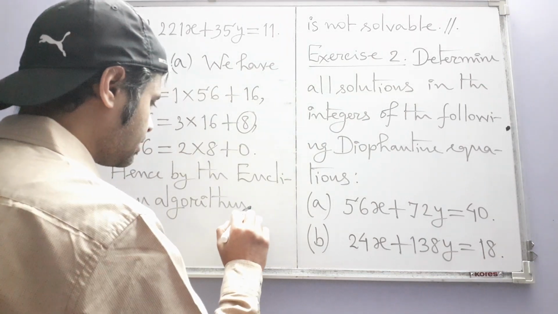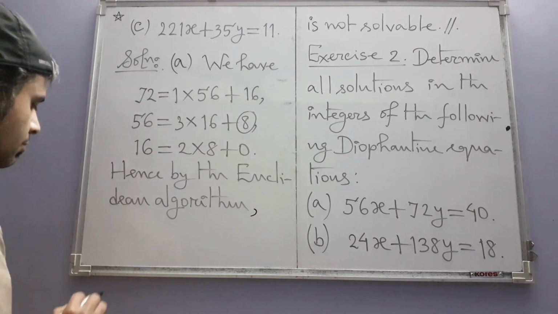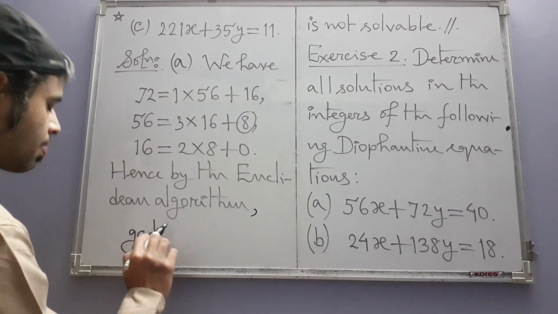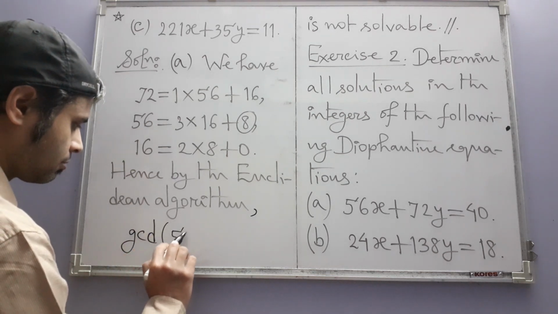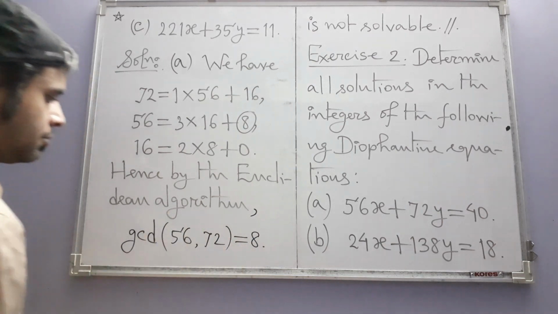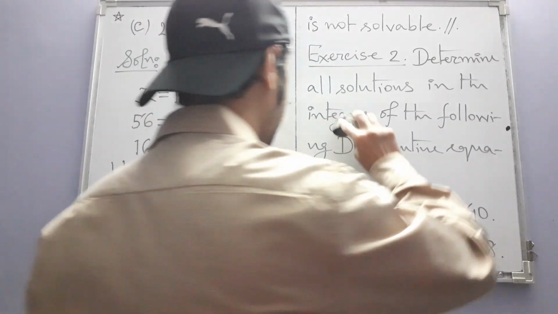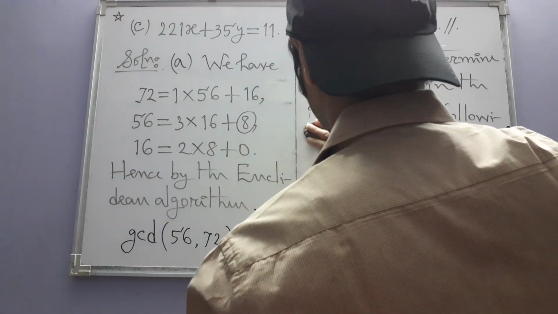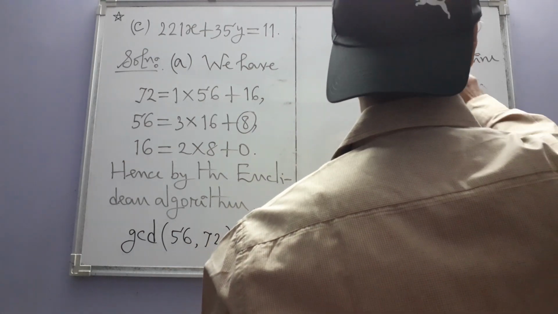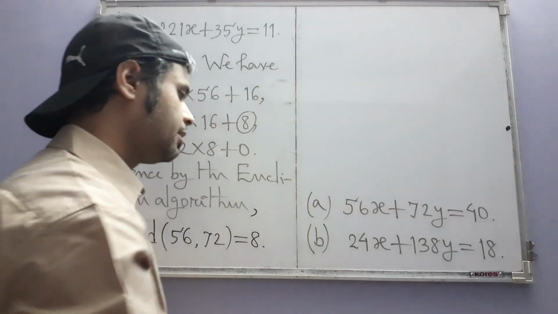Hence by the Euclidean algorithm, see the difference? The GCD of 56 and 72 is 8. Which one can find by factorizing these integers also, but now we have to do the back calculation in order to express 8 as a linear combination of 56 and 72 with integer coefficients.